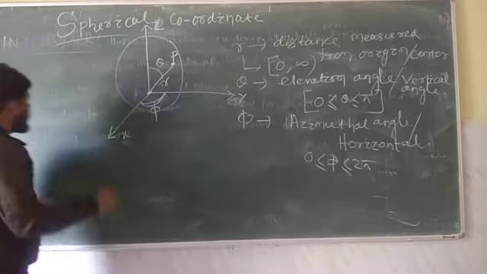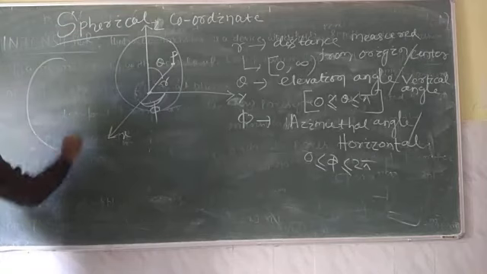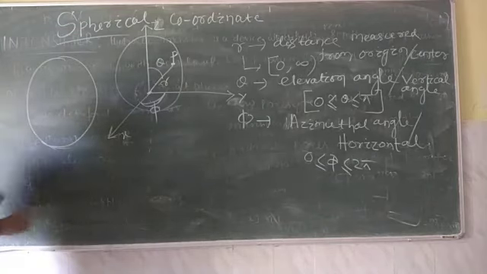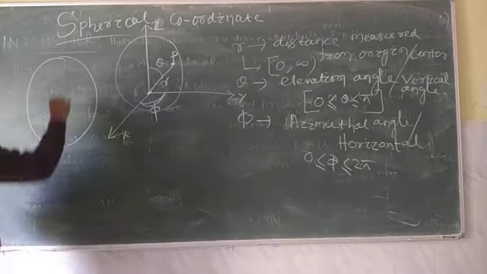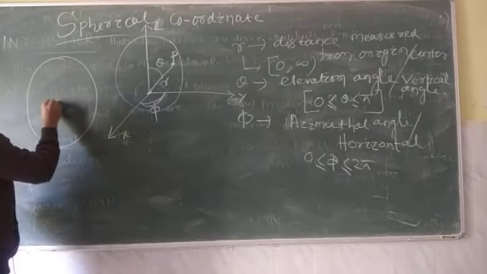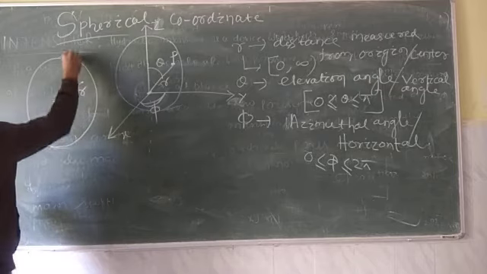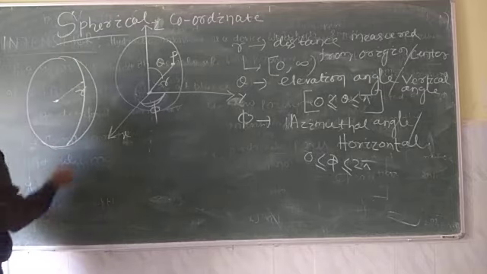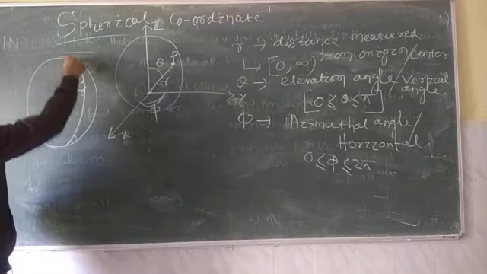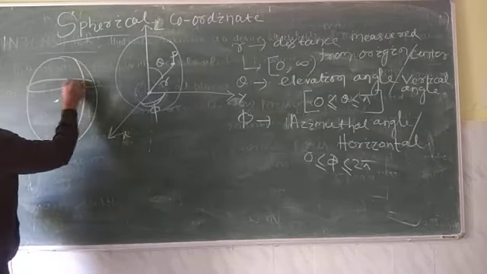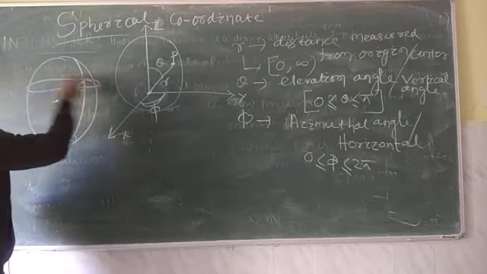So you can imagine, suppose this is the earth. You can see this is the center of the earth, and this distance is known as the radius. This angle is known as the elevation angle, that is varying from 0 to pi, and again you can see here just like this.